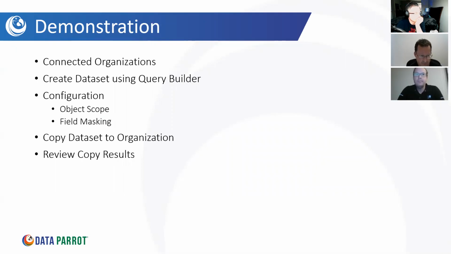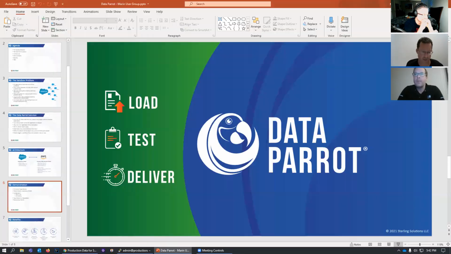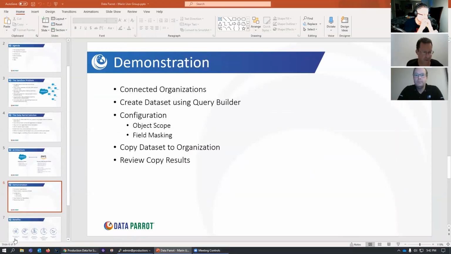We've got a couple of configuration options. One is the scope that says how many objects we want to include or how many we want to exclude. We've got some field masking options in order to obfuscate data as you copy it down into lower environments. We'll show a copy to an organization, and then we'll be able to look at the results to see how the data was copied in the same format and the relationships were preserved and masking happened when it needed to. So I'm going to go ahead and jump right into the demo here.